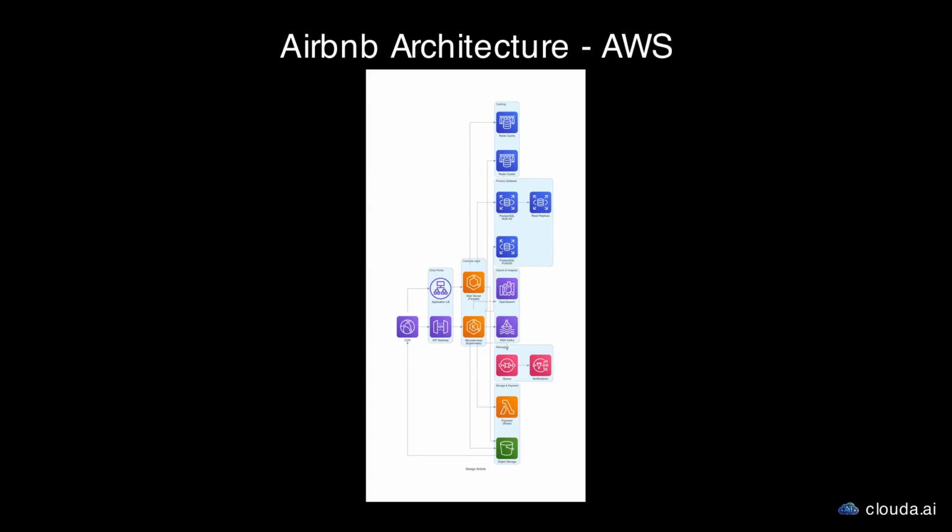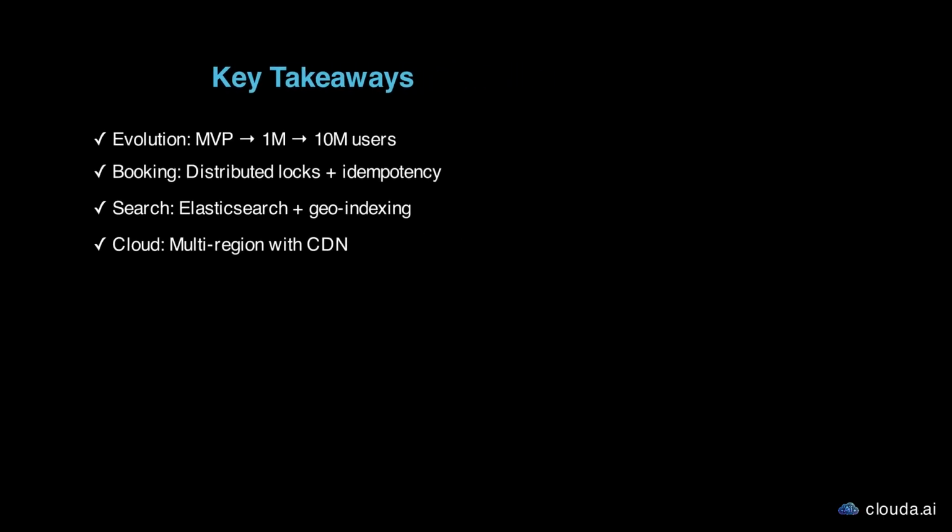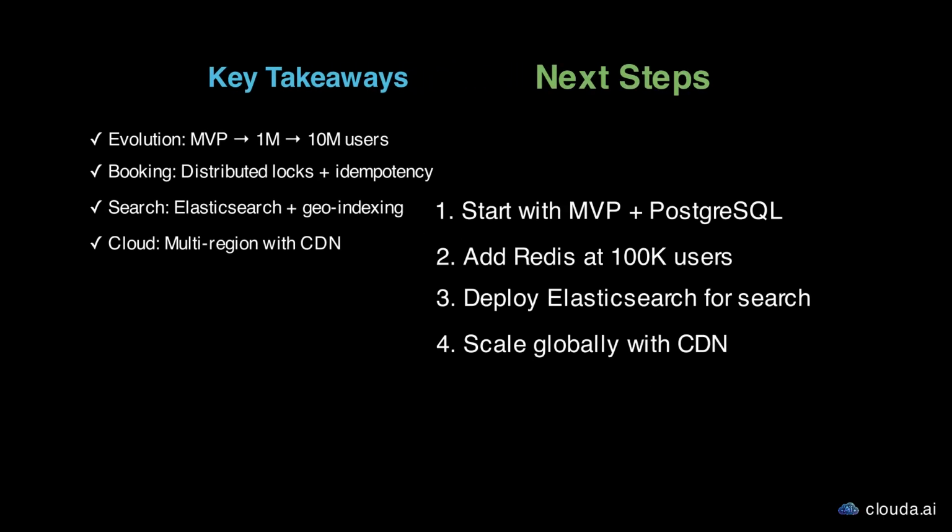We designed Airbnb from MVP to 10 million users. Key decisions: distributed booking system with locks and idempotency, Elasticsearch for geosearch, and multi-region cloud deployment. Start with MVP using PostgreSQL. Add Redis caching at 100K users. Deploy Elasticsearch when search becomes critical. Scale globally with CDN and multi-region architecture.